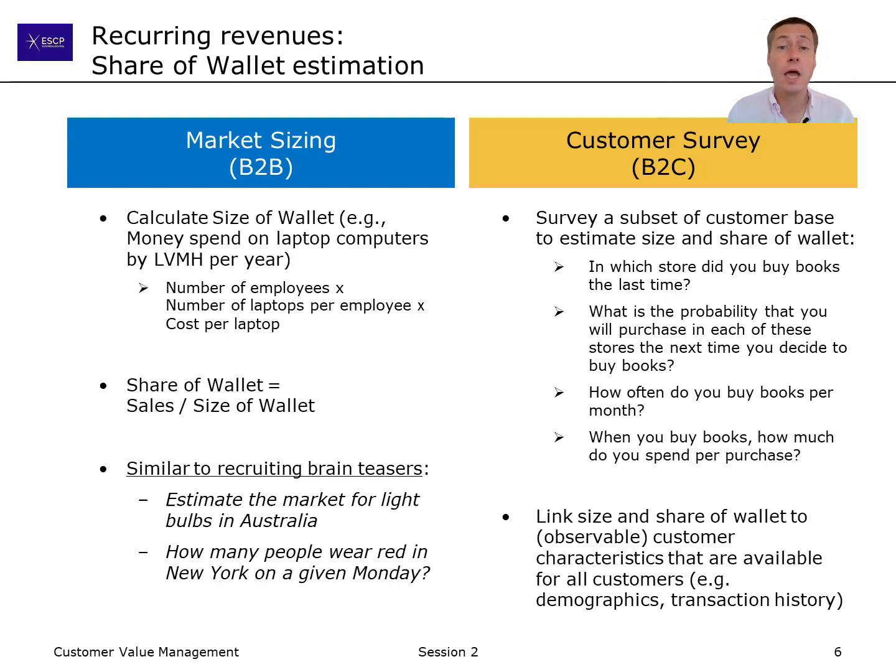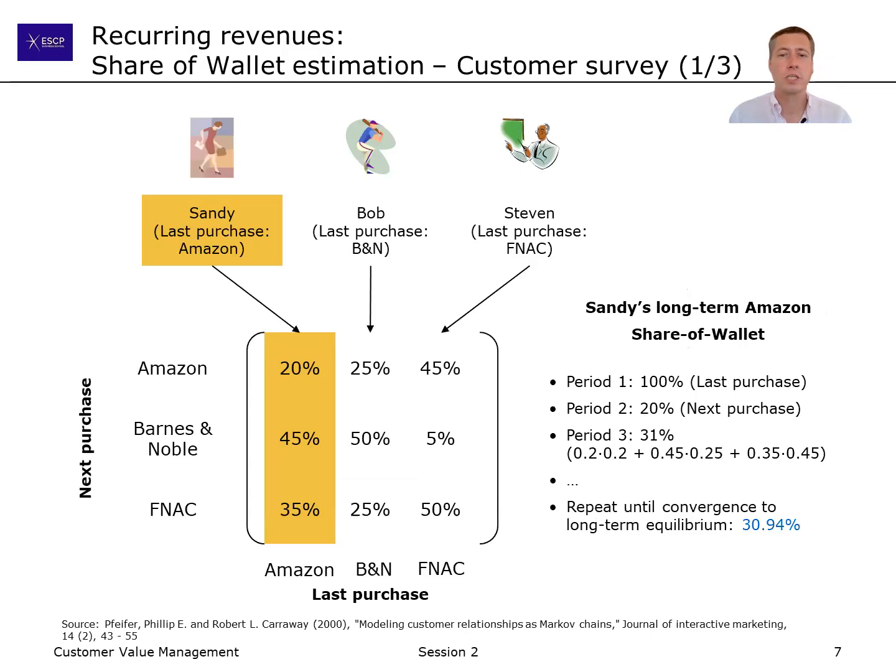But before we can do this, obviously, we need to combine the answers to these 4 questions in order to calculate size and share of wallet. So let's look at how this can be done. The first customer we ask is Sandy. And Sandy tells us that the last time she bought books was at Amazon. And the next time she will buy books, she has a 20% chance of going to Amazon, a 45% chance of going to Barnes & Noble, and a 35% chance of going to Fnac. We now put this in a table. The column shows where she went last time, and the rows show where she will go next time. Since the last purchase was at Amazon, she goes into the first column. And since the next purchase will be 20, 45, and 35%, these are the values we put into that column.